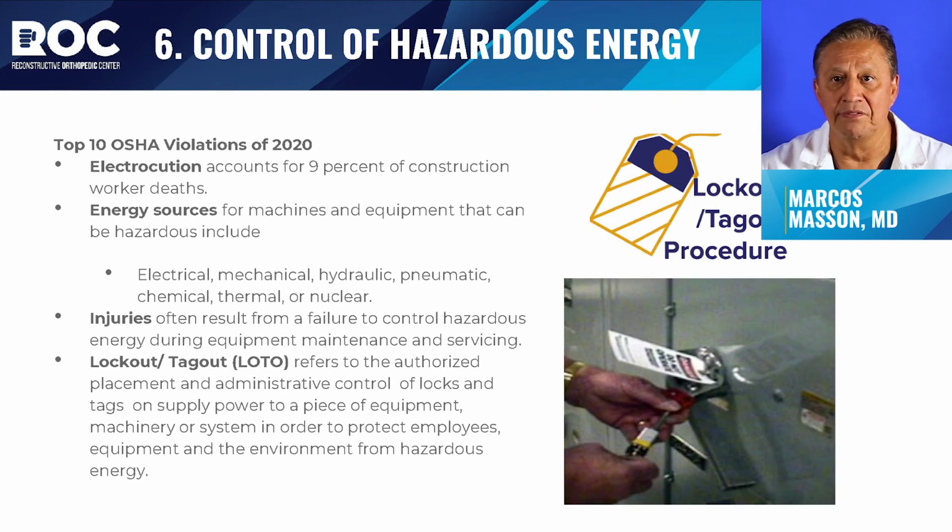The control of hazardous energy is also important, and here the lockout tagout procedure is very important. Electrocution has caused about 9% of construction work fatalities. Now, energy resources include anything that is electrical, hydraulic, pneumatic, chemical, or thermal, or even nuclear. And the injuries are essentially, again, lack of communication. So the LOTO technique, or lockout tagout, assures that you have to go through certain locks in order to have access, and the labeling is extremely important so that you know what you're dealing with and that you're dealing with something that has hazardous potential.